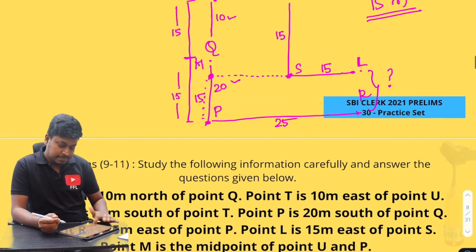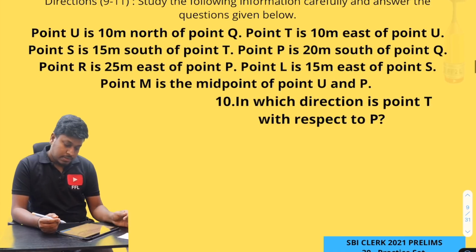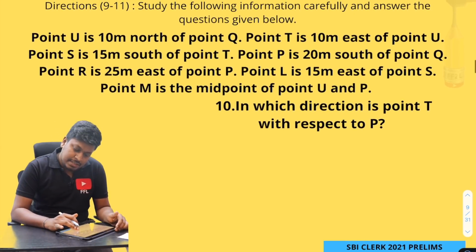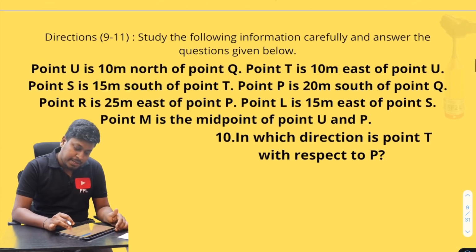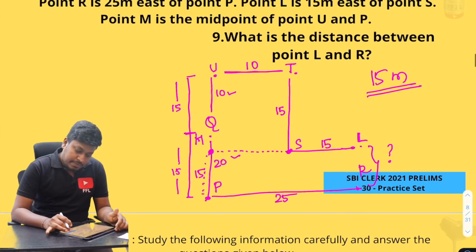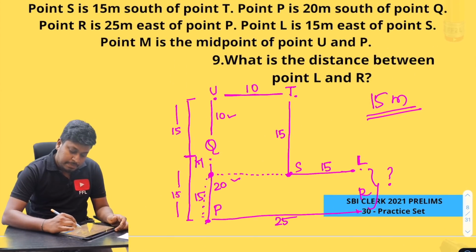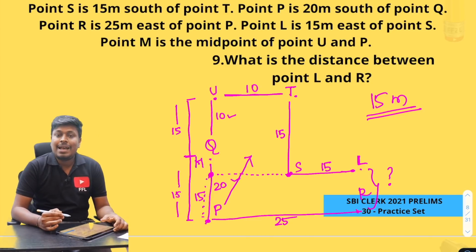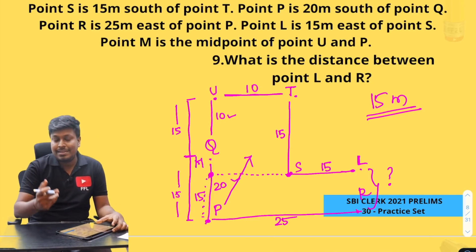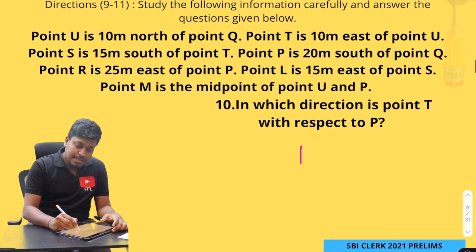So next question. In which direction is point T with respect to point P? Our target is to find, from point P, the direction of point T. From point P, the direction of point T will be northeast. So we can say the answer for this question is northeast.